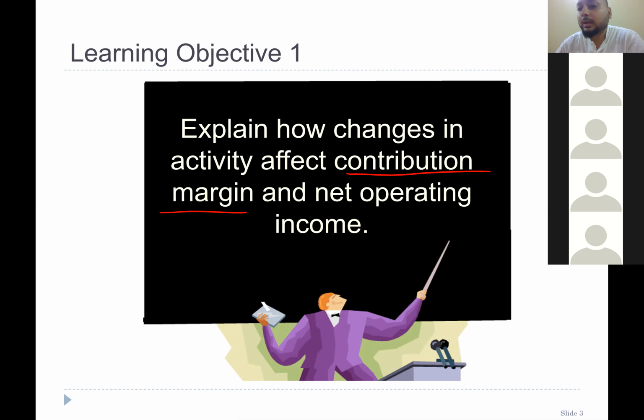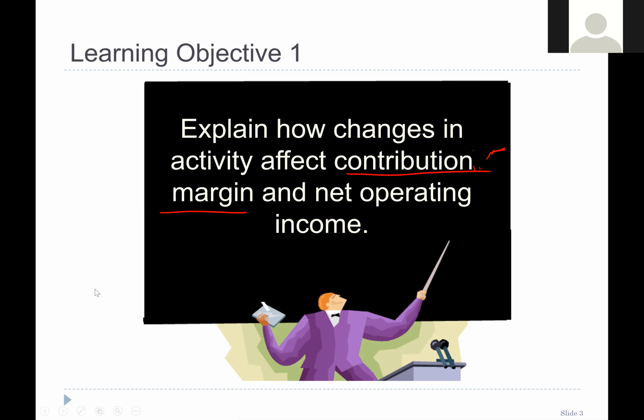Yes. Okay. Min, I'm asking what first thought comes to your mind when you read this contribution margin. I'm not sure. Is it something related to selling price and variable cost? Selling price, variable cost. Okay. So all of you guys are pretty much on the same page.